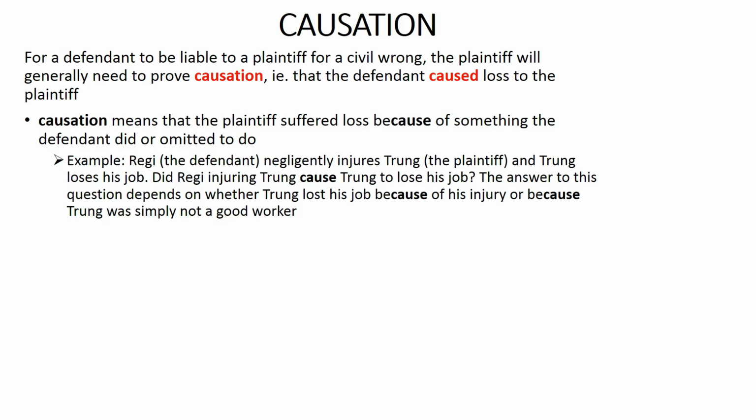Look down the left-hand side of your vocabulary sheets, find the term causation and write this definition in there. Let's take an example. Suppose that Reggie, the defendant, negligently injures Trung, the plaintiff, and that Trung loses his job. The question is, did Reggie injuring Trung cause Trung to lose his job?